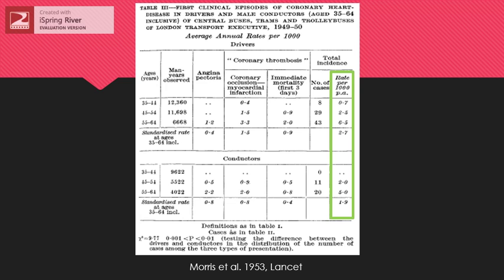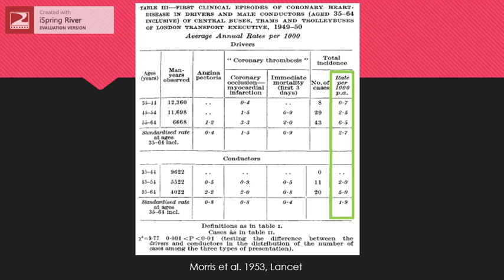Don't worry about how these rates were calculated. That's not necessary for you to understand at this point. You don't need to be able to do that math right now. But the per 1,000 PA is a way of accounting for exposure time. So these are the number of years that the drivers worked for the London Transport. So they're accounting for exposure time.